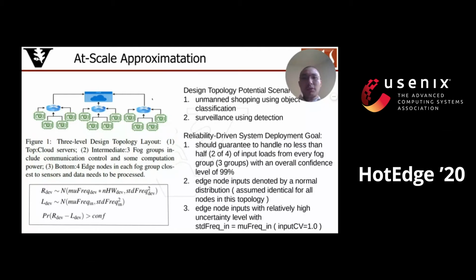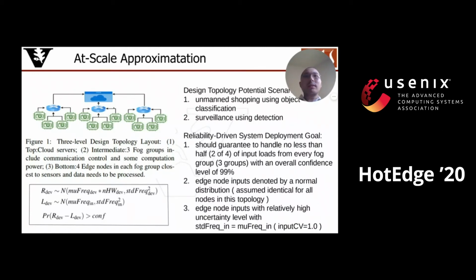So here we choose a quite typical 3-level design topology layout, from the cloud, to the intermediate level of fog, and then the lowest level of edge nodes connecting directly to the camera sensors. So we set the overall system reliability level as follows: for the 3 groups, we need all 3 groups to be working, and in each group at least 2 out of 4 camera nodes' data should be handled correctly at a certain confidence level.